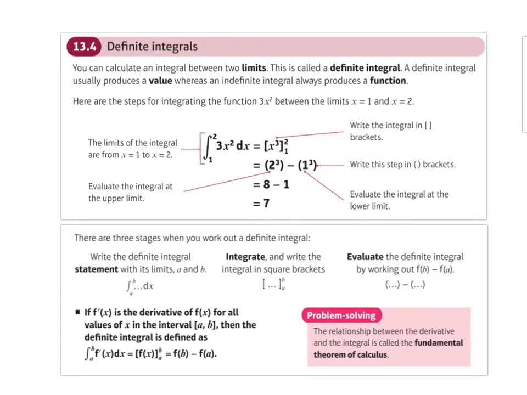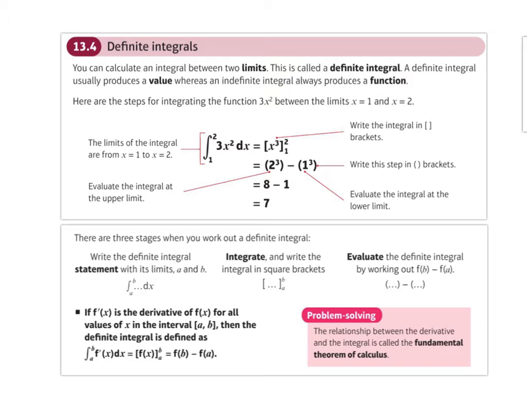Definite integrals. You can calculate an integral between two limits, seen as these two little numbers, and this is called a definite integral. A definite integral produces a value, and this value will either be positive or negative, whereas an indefinite integral always produces a function, as you've seen previously.